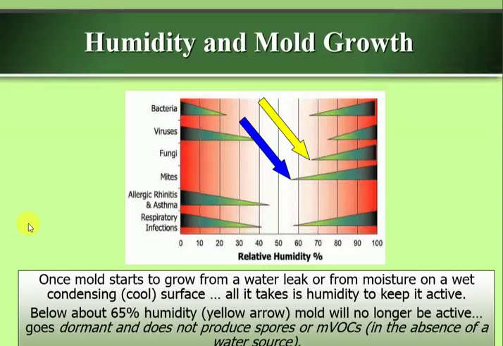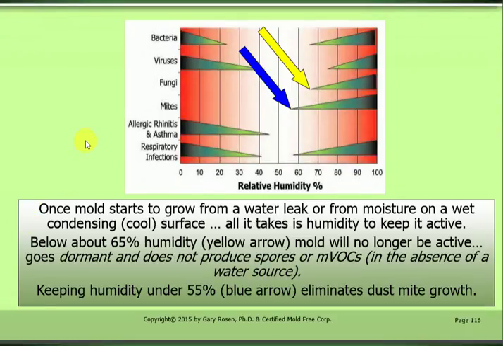Humidity and mold growth. Once mold starts to grow from a water leak or from moisture on a wet, condensing, cool surface, all it takes is humidity to keep it active. Below about 65% humidity, which is the yellow arrow, mold will no longer be active. It goes dormant and does not produce spores or MVOCs in the absence of a water source. Keeping humidity under 55%, such as the blue arrow shows, eliminates dust mite growth.